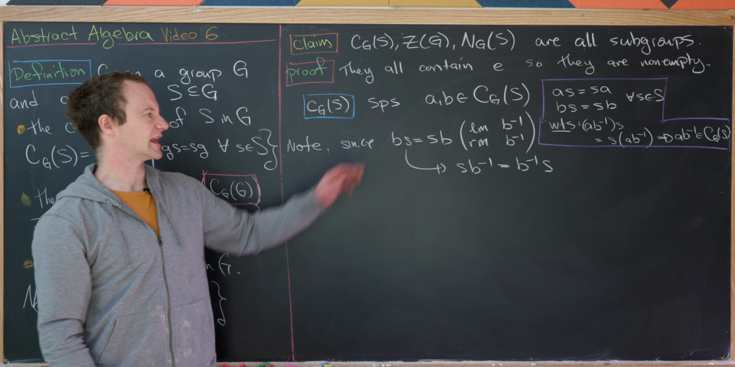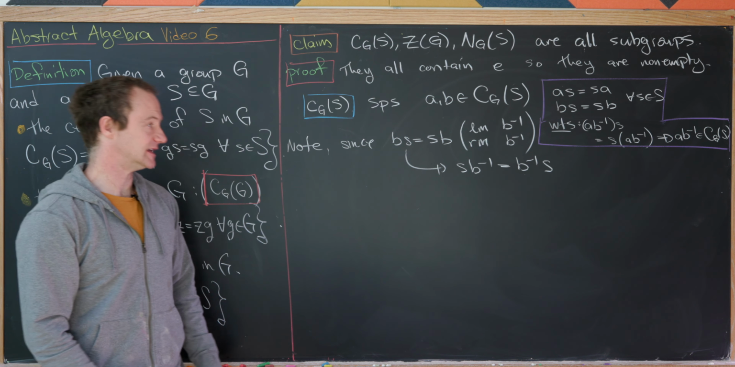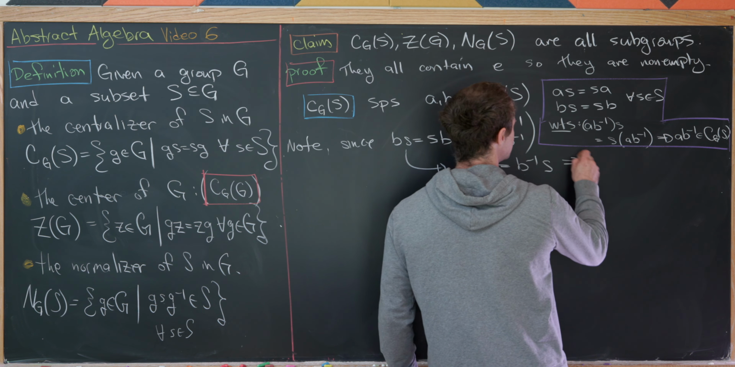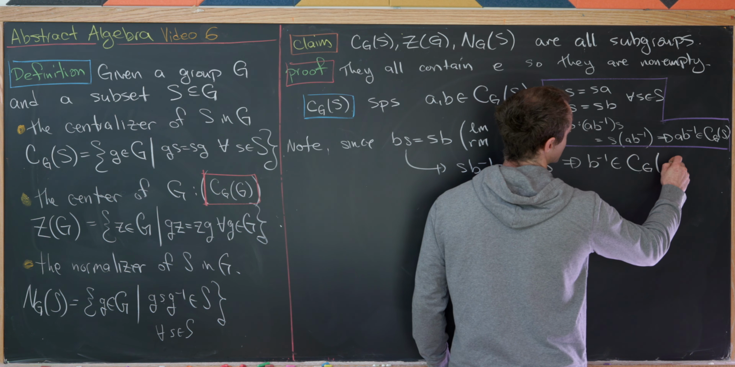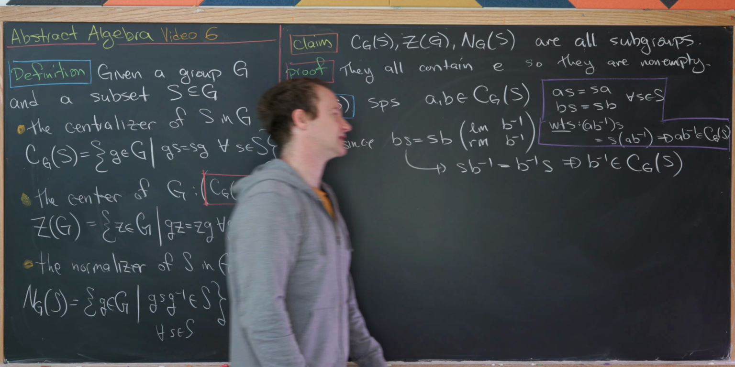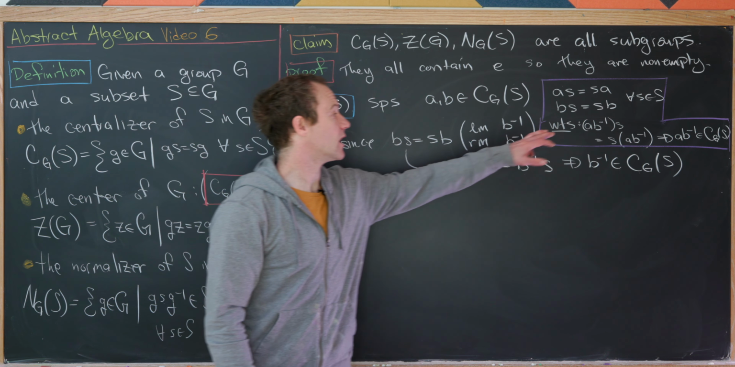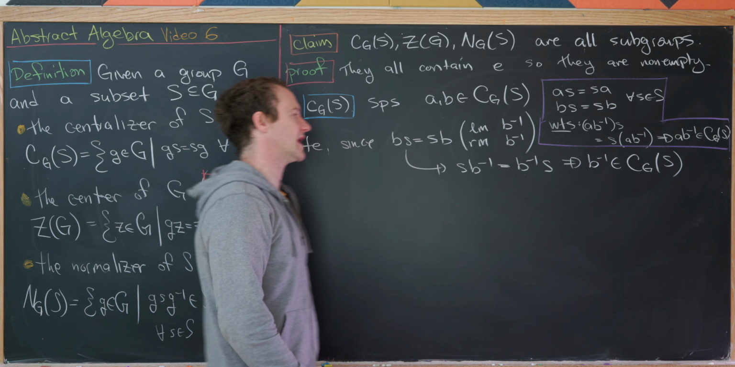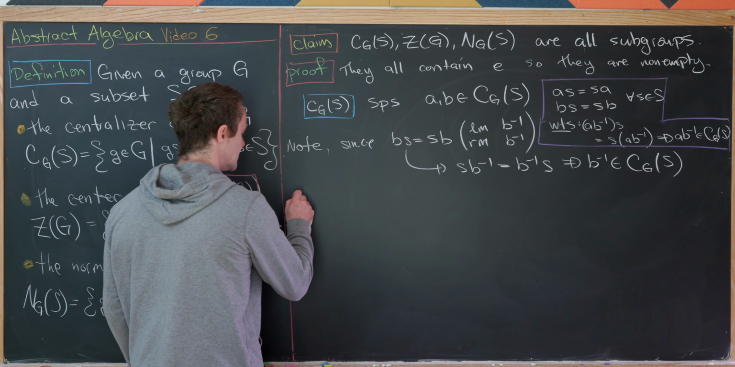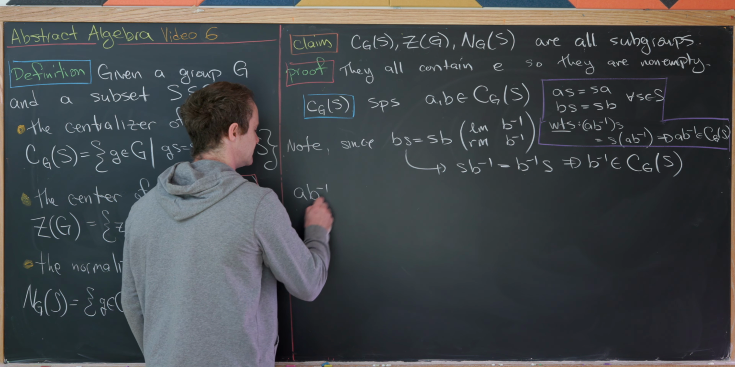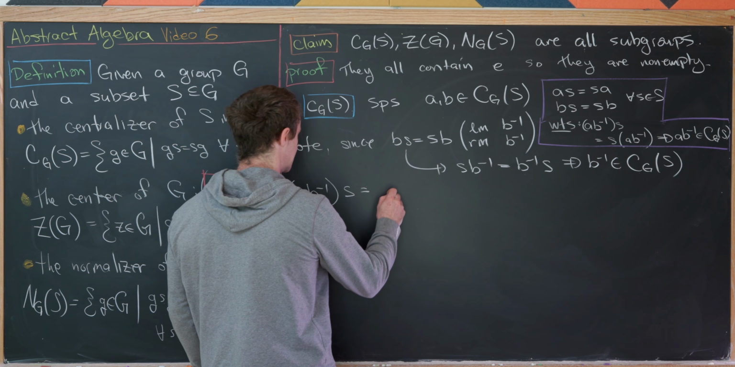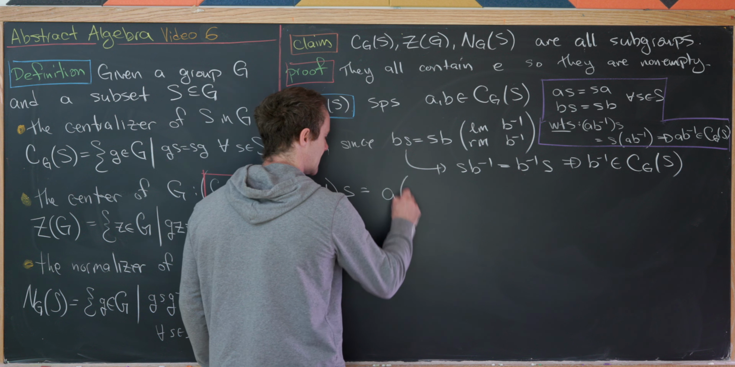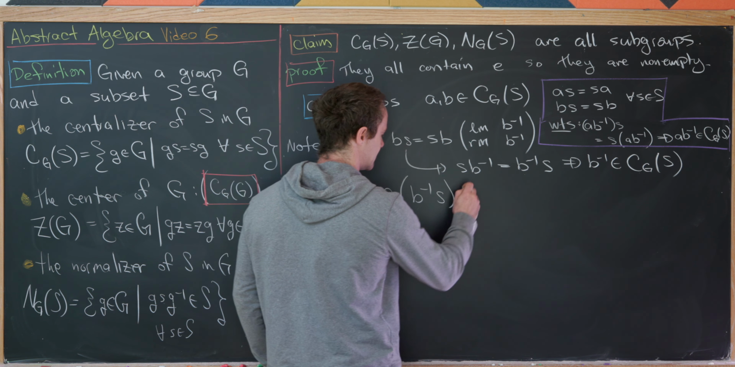So that's cool, we kind of cancel things out as needed. But notice this immediately tells us that B inverse is in this centralizer. Okay, so that's good. Now let's go right to this goal right here and see if we can work it out. So we've got A times B inverse times S. So let's reassociate to have this be A times (B inverse times S).